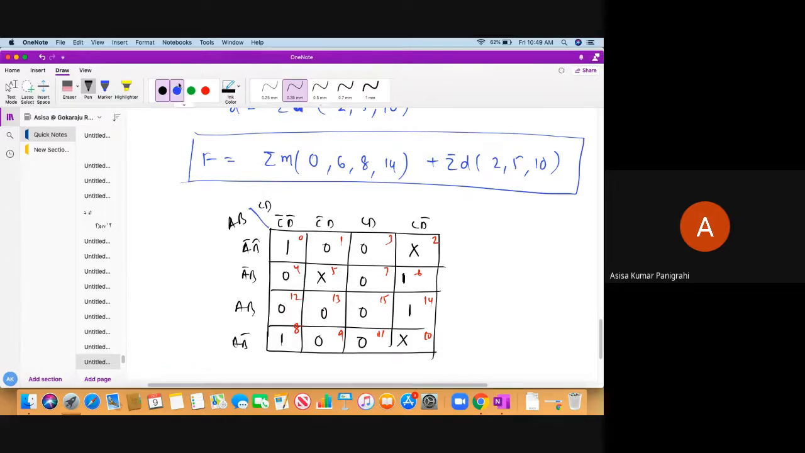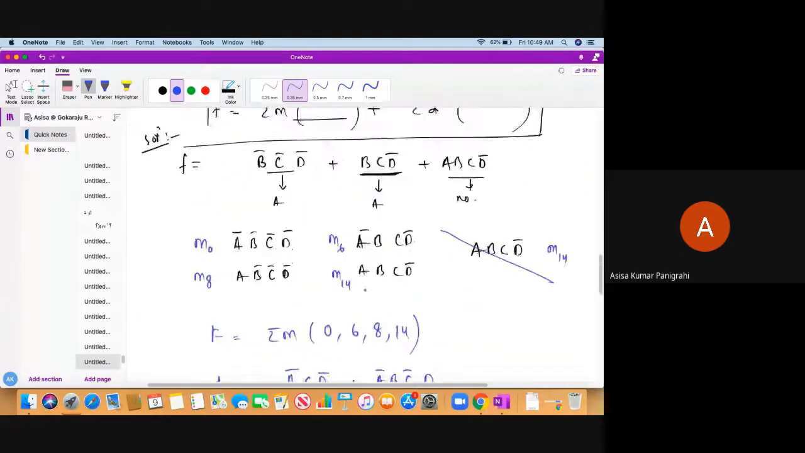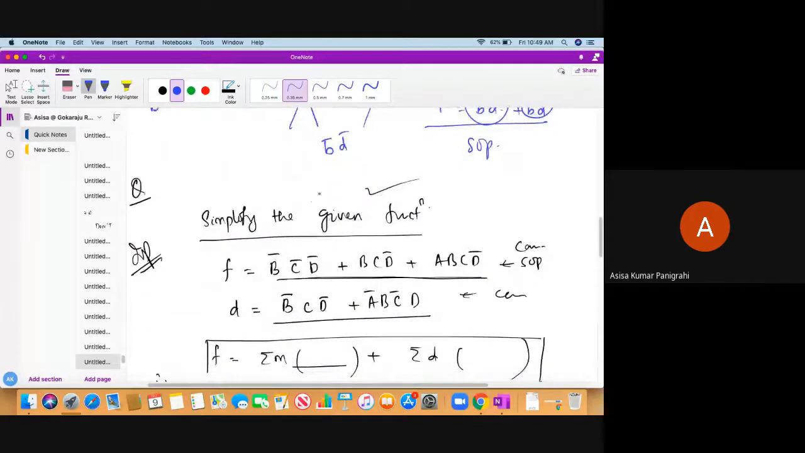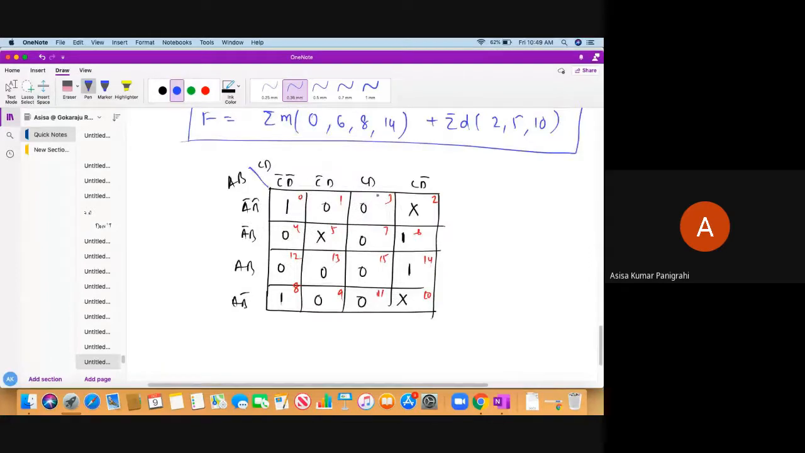So now you can group it in order to get the simplified SOP. The question is given here, simplify the function. You have to find the minimized SOP. So in order to minimize SOP, how would the grouping be, students? We can group these two minterms along with this. Can we group it like this?